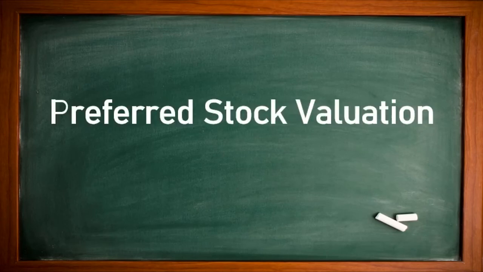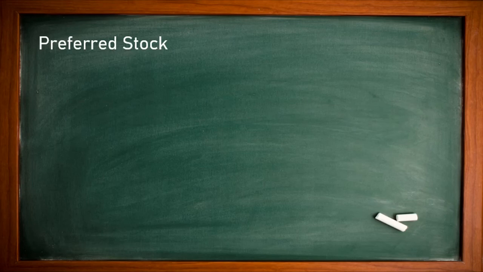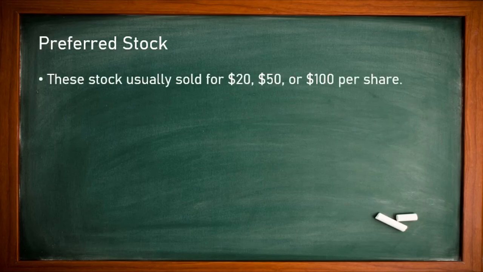Let's start preferred stock valuation. Preferred stocks are usually sold for $20, $50, or $100 per share. Sometimes the value may differ, such as 20 or 10; different values are there. It depends on the company, how much they want to issue or what they want to take against one share.